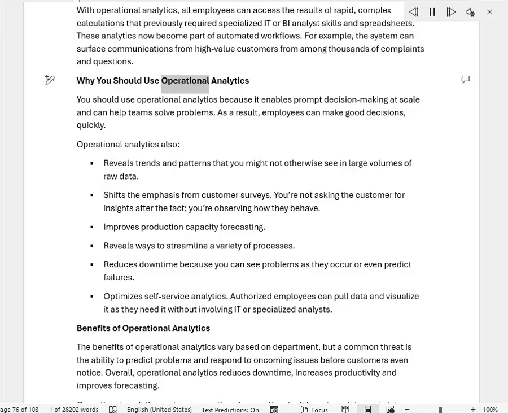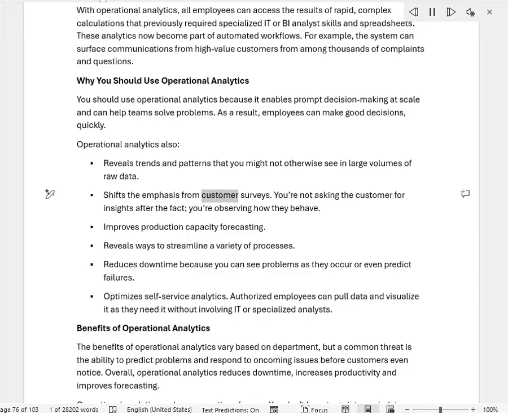Why you should use operational analytics? You should use operational analytics because it enables prompt decision-making at scale and can help teams solve problems. As a result, employees can make good decisions, quickly. Operational analytics also reveals trends and patterns that you might not otherwise see in large volumes of raw data.